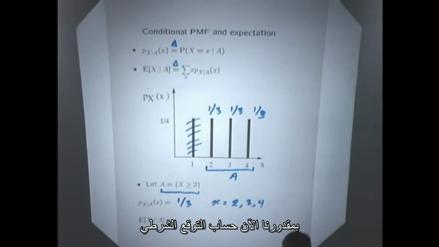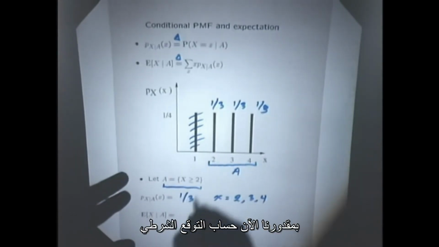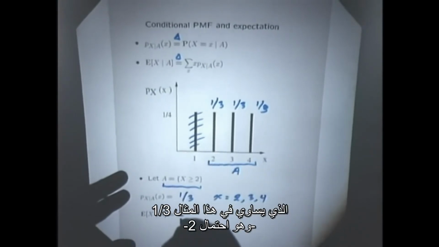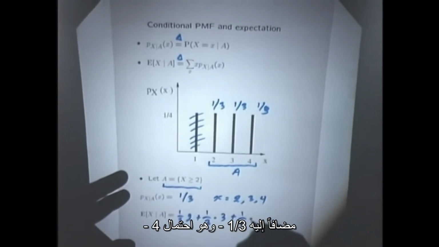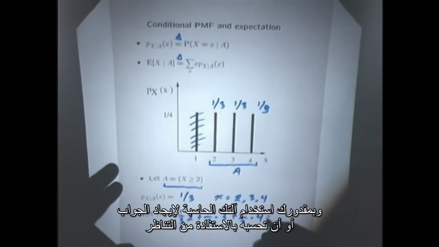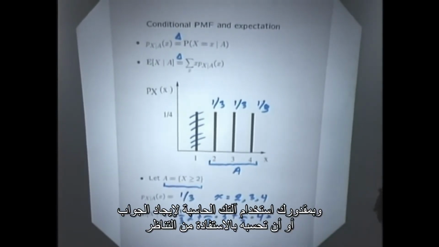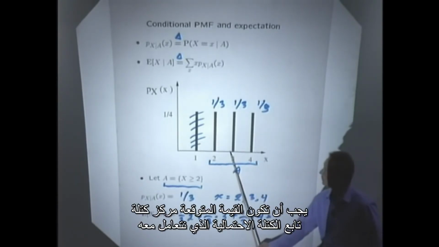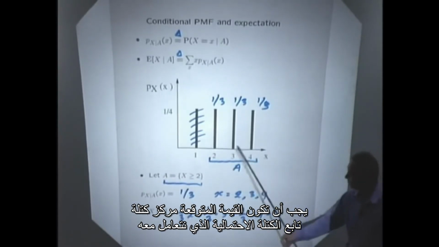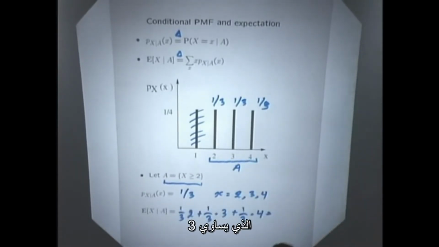So we can now calculate the conditional expectation, which in this particular example would be 1/3, that's the probability of a 2, plus 1/3, which is the probability of a 3, plus 1/3 the probability of a 4. And then you can use your calculator to find the answer, or you can just argue by symmetry. The expected value has to be the center of gravity of the PMF we're working with, which is equal to 3.